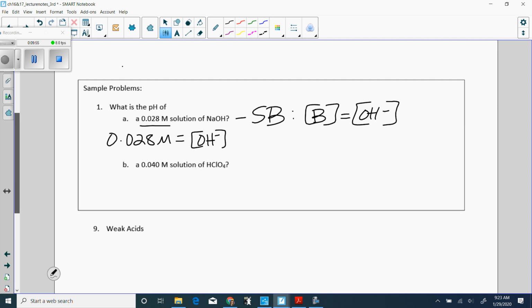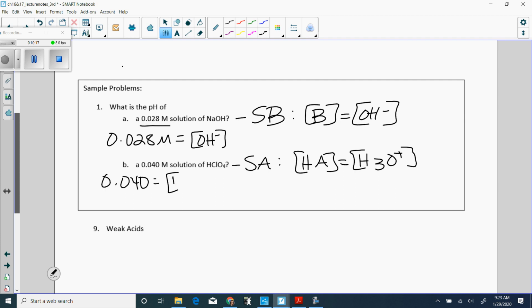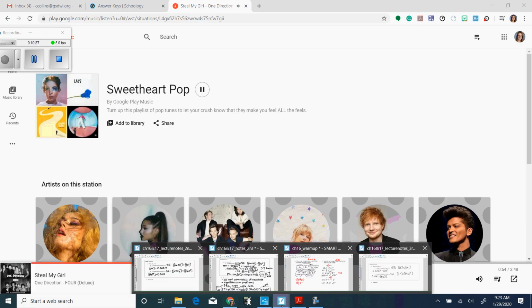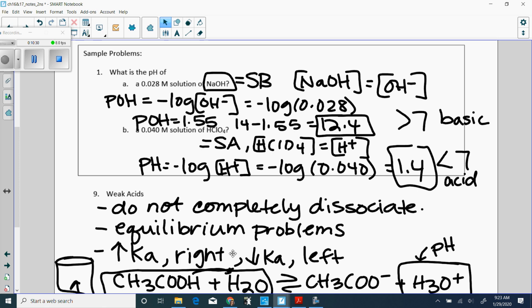The 0.04 molar solution of HClO4, what category is that in? HClO4, take a look at your chart. Strong acid. So that means the concentration of whatever that acid is the same thing as this. So 0.040 equals the concentration of the hydrogen. Okay, so with your data buddy, go ahead and solve for pH.